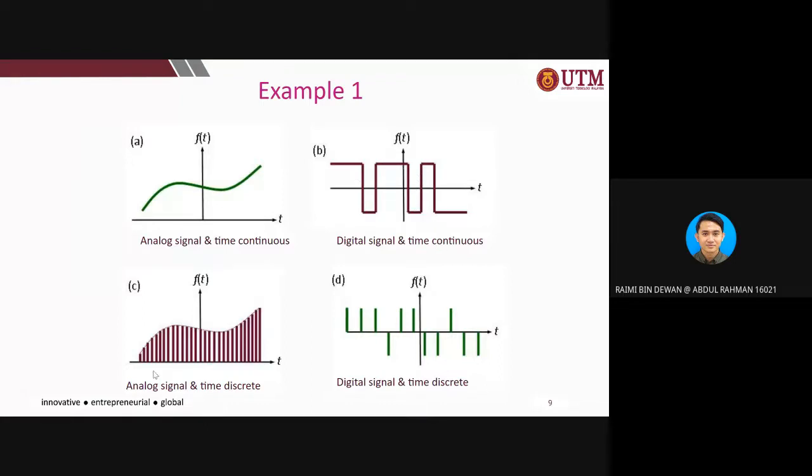Next is an analog signal that is time discrete, not necessarily time continuous. It is analog, but the value of the signal exists only at certain times, not within the whole continuous time. Then the next is a digital signal that is time discrete. It is digital because it only has certain values, for example 3 and -3, and time discrete because it is not continuous in time.